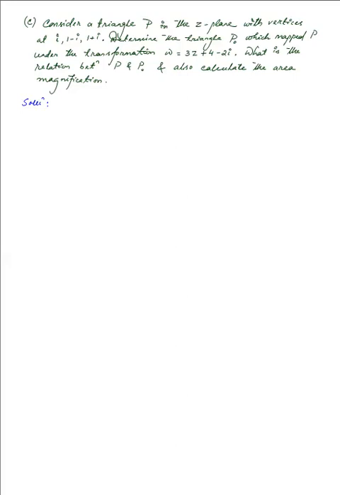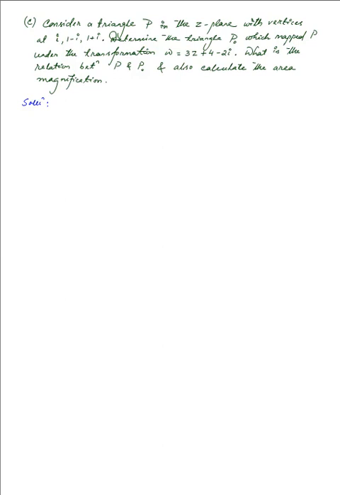So in the next bit, we have to consider a triangle P in the Z plane with vertices I, 1 minus I, and 1 plus I. They are placed at those points. So we have to determine the triangle P naught, or P0, which maps P under the transformation.